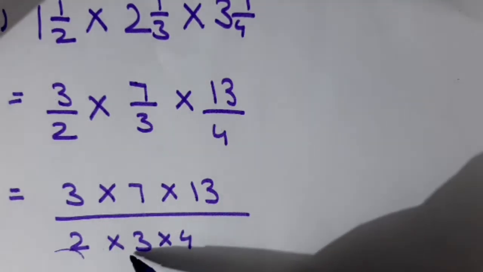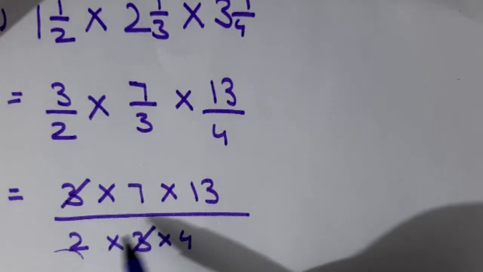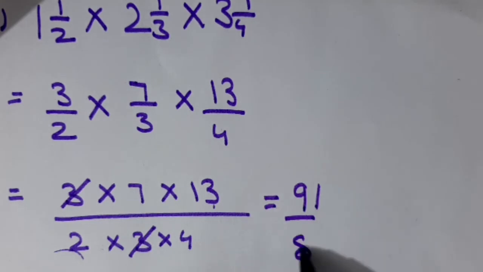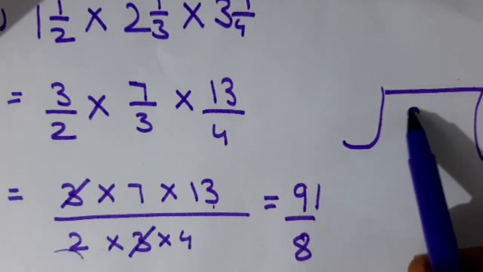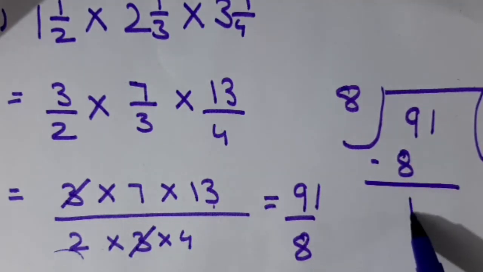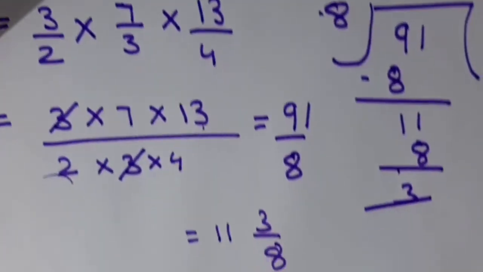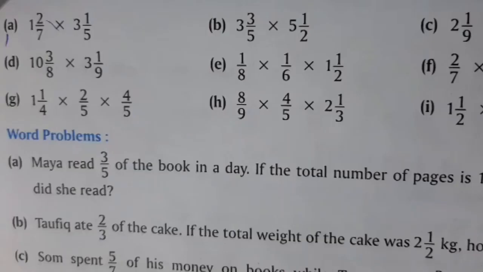Now let me see what I can cancel. I can cancel this 3 with this 3. And I cannot cancel anything else here. So now I'll multiply. 7 into 13 is 91. 2 into 4 is 8. Again it is an improper fraction, so you have to convert it into a mixed fraction. 8 elevens are 88, and the remainder is 3. Now you will write it like this: 11 3 by 8. So my answer is 11 3 by 8.